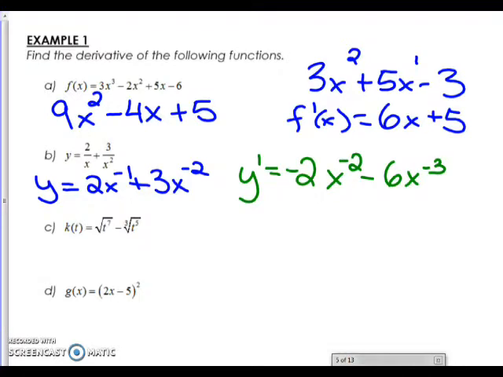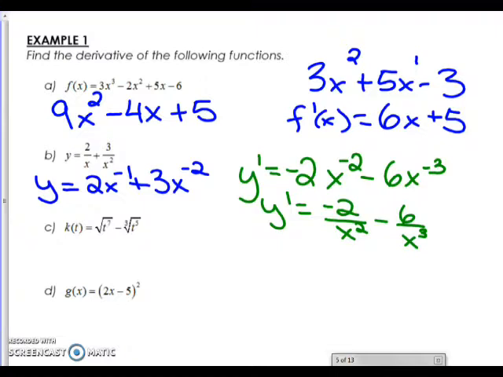So you probably won't get an easy one like this on the AP exam, but is that the only way I could write that answer? No. In fact, if this was a multiple choice and you looked at the answer choices and that's not a choice, another way that you can rewrite it is by getting rid of those negative exponents and rewriting it as a fraction again. So just so you know, this could also be written as negative 2 over x squared minus 6 over x cubed. Okay? So either one of those answers is acceptable. So just be on the lookout.